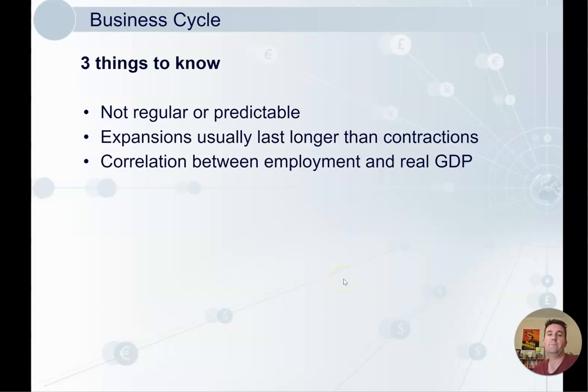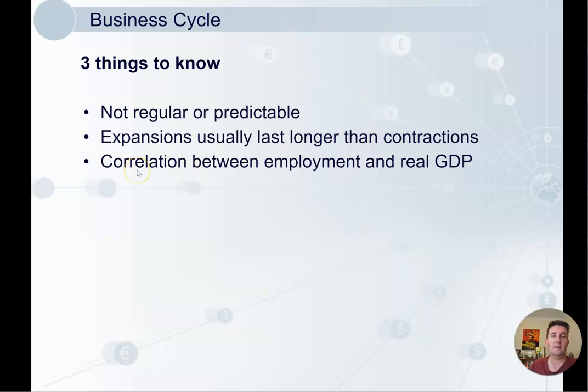Okay, 3 things to know. It's not regular or predictable. The way we draw these business cycles, it looks like it just goes like that. No, that's because governments will avoid them, because they're bad. If we've got a shrinking economy, we've got people falling out of work, people going through hard times. The government doesn't want that. They want people to live well. So for that reason, expansions usually last a lot longer than any contraction. In Australia, we've had continuous expansions for over 20 years before we start to get any negative growth.